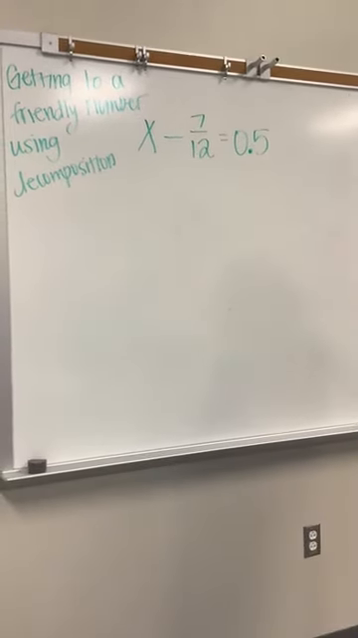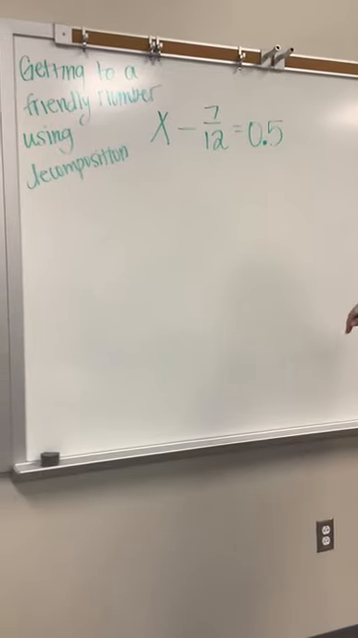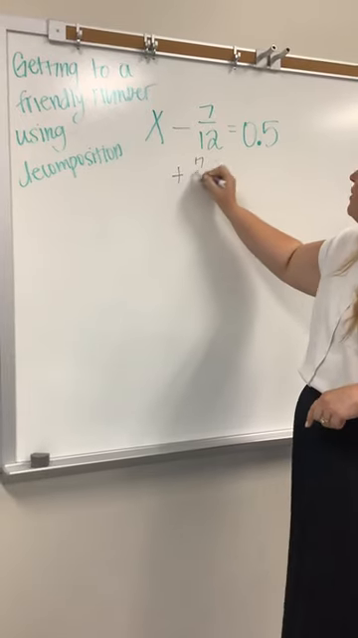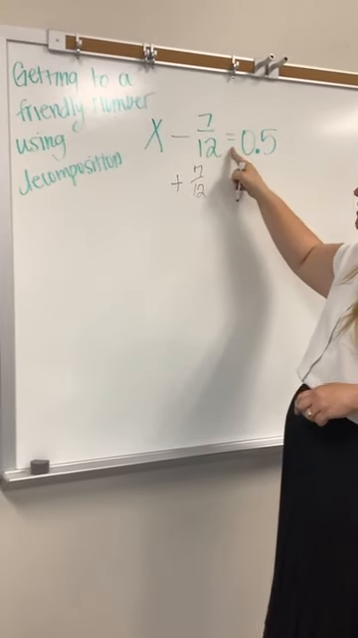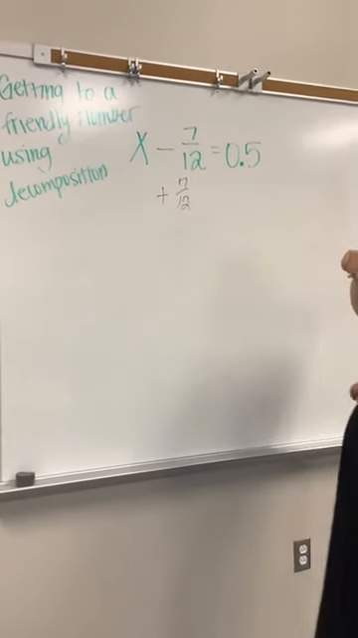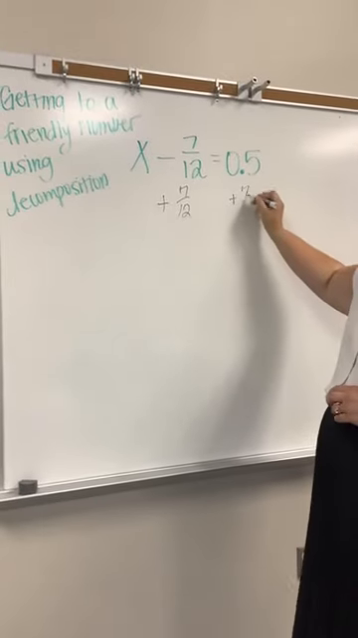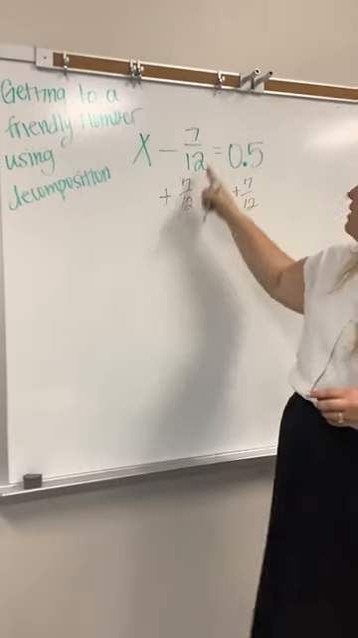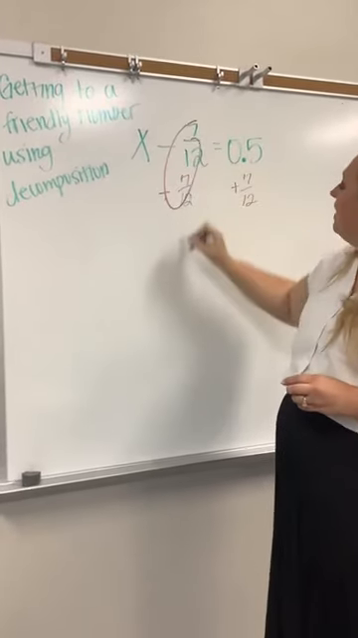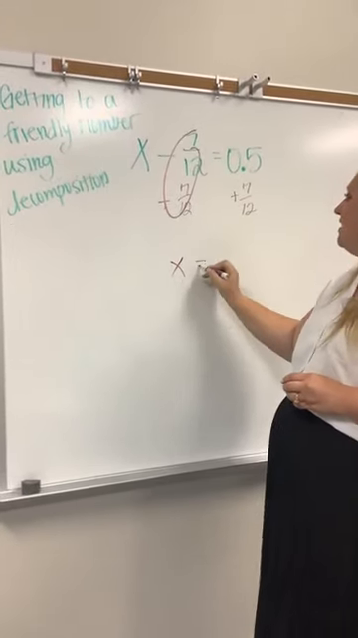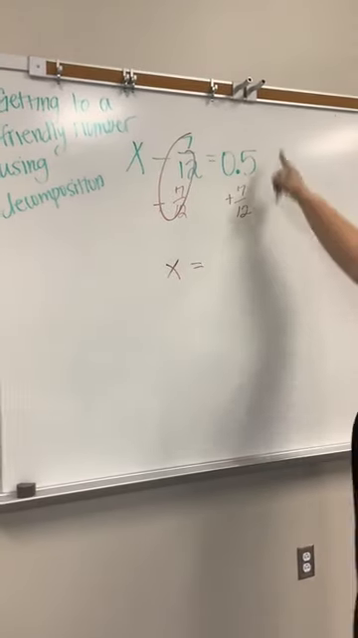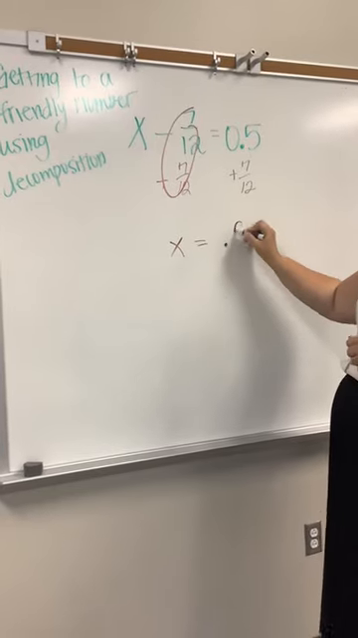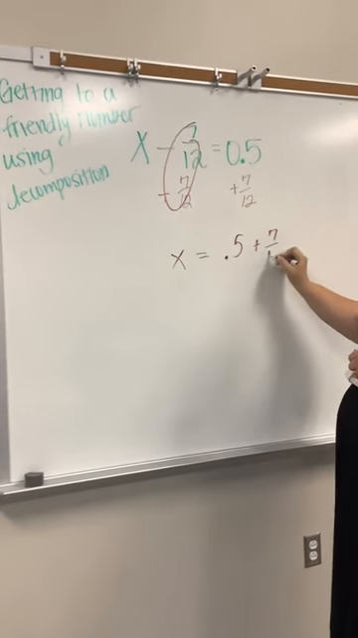So one way I can get rid of that negative 7/12 is by putting in a positive 7/12 to have that zero pair. If I add 7/12 to this side, to maintain balance, because we know that equal sign means both sides are balanced, I would have to add 7/12 to this side. Then I simplify this expression with my zero pair, and I'm left with my x, isolating that x, which was our goal. On this side, I've now created the expression 5/10 plus 7/12.